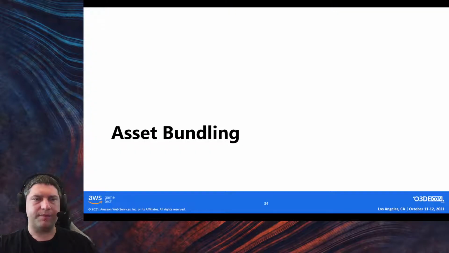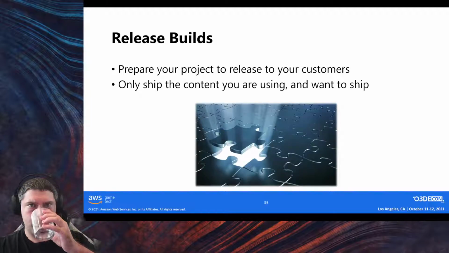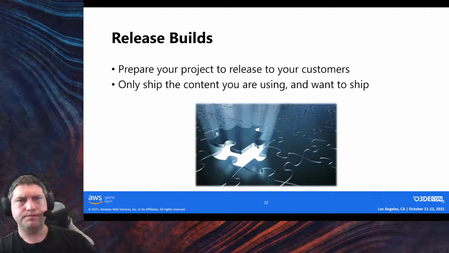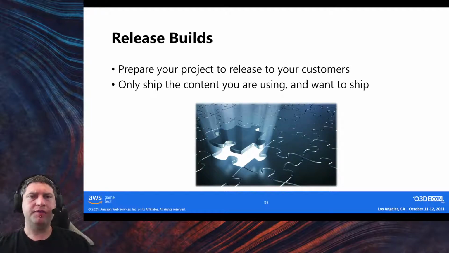The final step we're going to cover is asset bundling, taking all of this content and getting it to a release build of your project. A release build is what you are going to ship to your customers. The build you're working with day to day, the editor connected to the asset processor, that's a lot of information that you don't want to ship to your customer for a lot of reasons. The simplest one is going to be file size.